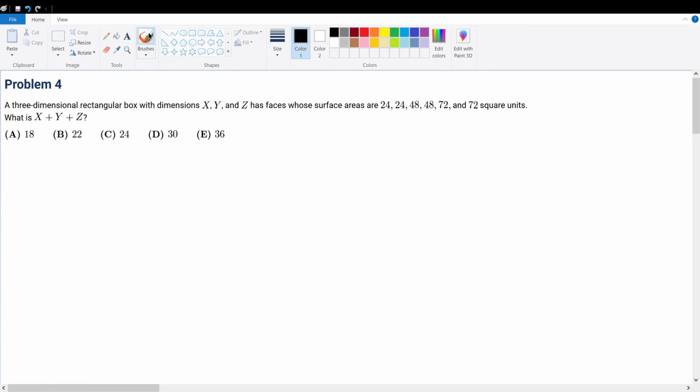Problem 4. A three-dimensional rectangular box with dimensions x, y, and z. So let's first draw it out. We have a three-dimensional box that looks something like this with x, y, and z. It has surfaces whose areas are 24, 24, 48, 48, 72, and 72 square units respectively. What is x plus y plus z?